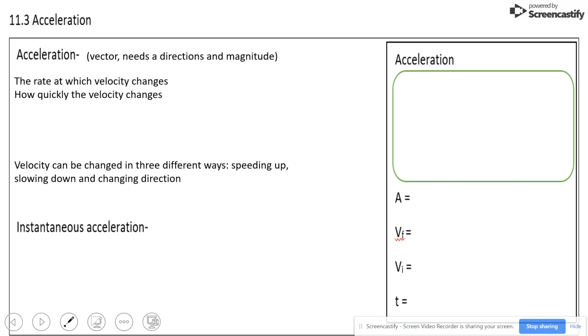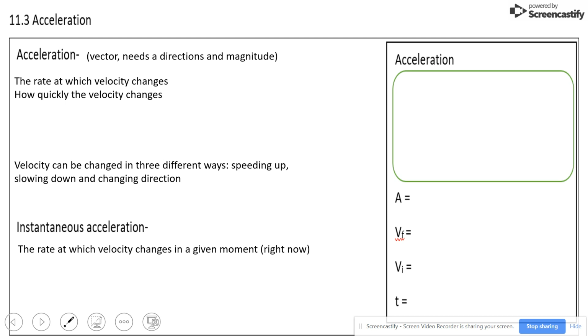When we look at instantaneous acceleration, it is the rate at which a velocity changes in a given moment. So right now, as opposed to average acceleration, which would be how quickly you're changing over the entire trip or over a certain interval of time. This is just at a single moment in time.